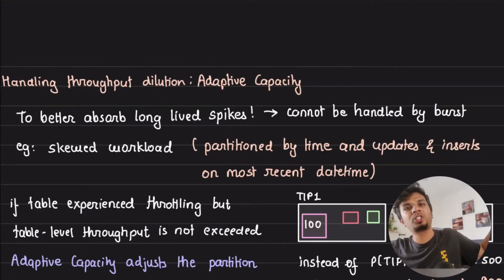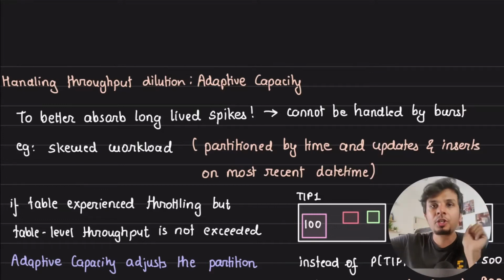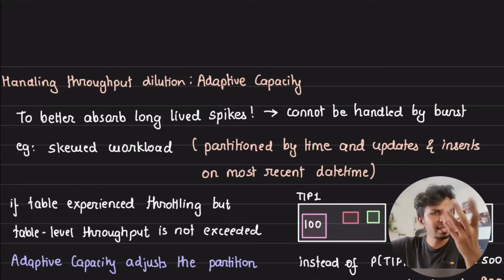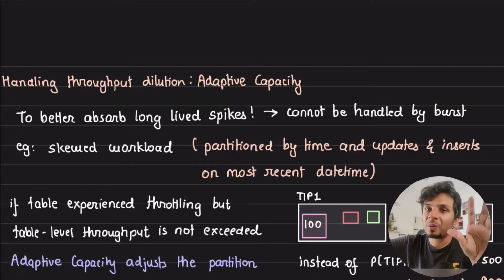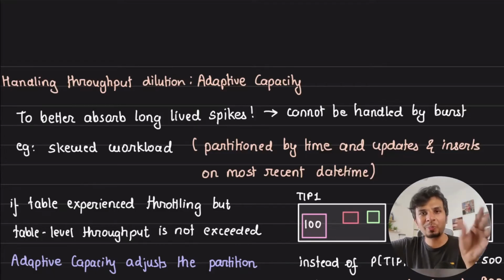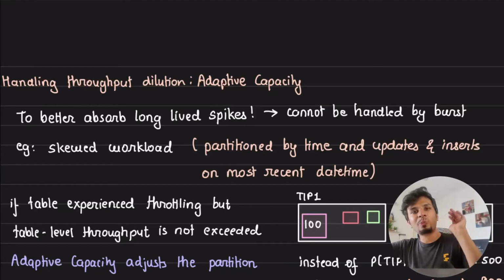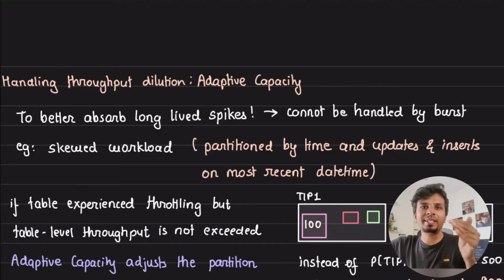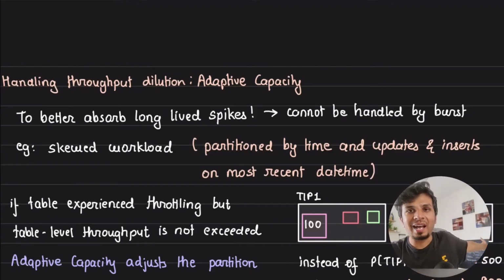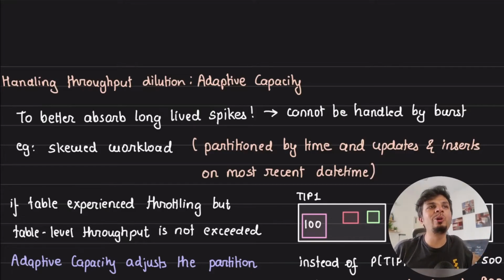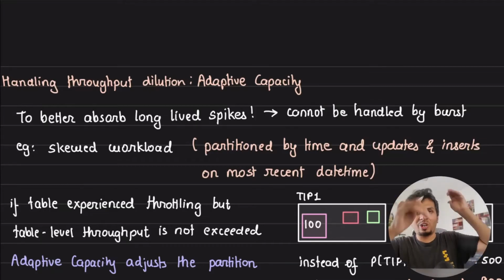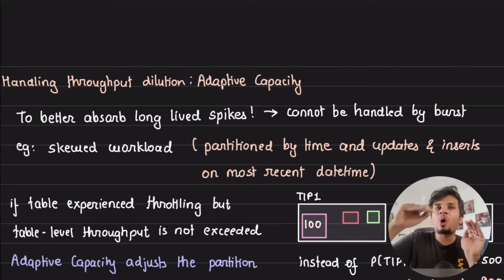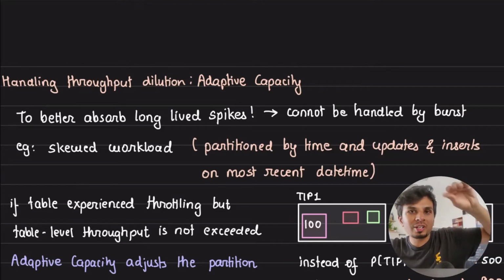Bursting cannot handle that for sure. So these are typically skewed workloads. Let me give an example. Let's say you have a DynamoDB table in which you define your partition key as date time. Now the data that you are putting in is partitioned by time, so the most recent data will always go to the most recent partition. All other partitions are just vacant. They don't have any load coming in, while the load always goes to the most recent one. So these are long-lived spikes that you would get on one of the partitions.